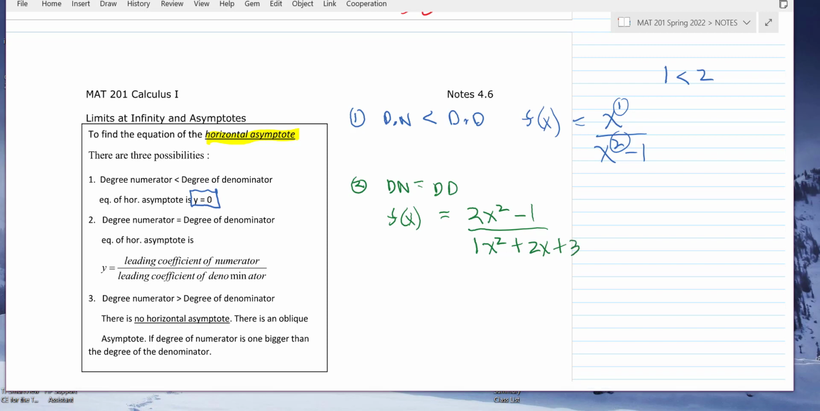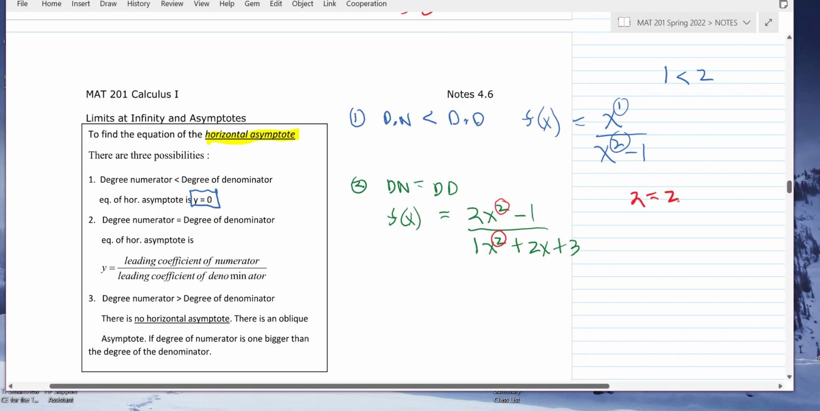Okay, the key thing on this one is these degrees are equal. So remember, the degree is the highest power in the polynomial. So what you would find is those degrees are equal, and what happens is the ratio of the leading coefficients is going to give you that asymptote. What I mean by that, a leading coefficient is the number in front of the highest power. So your horizontal asymptote would be y equals 2 over 1, or just 2.